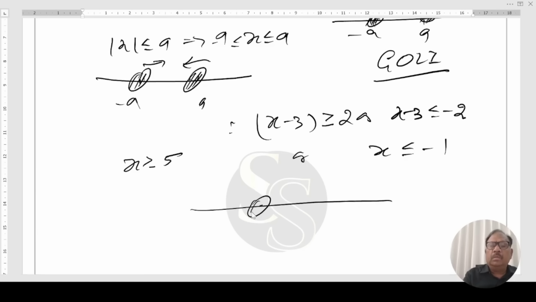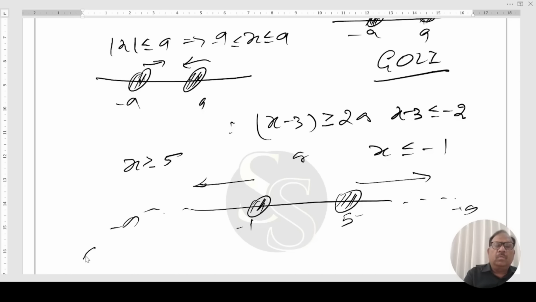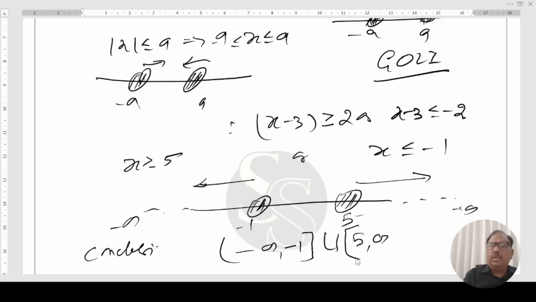Minus 1, this is 5. According to this, we move outward. This is infinity, this is minus 1. Conclusion will be minus infinity to minus 1, this is a closed interval, union 5 to infinity. This is the answer. Right? Next question.